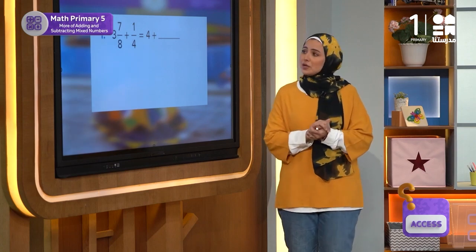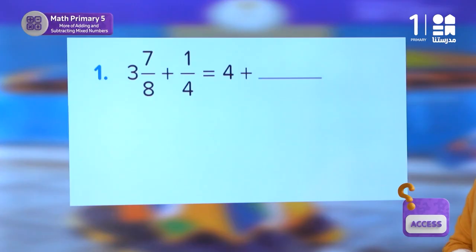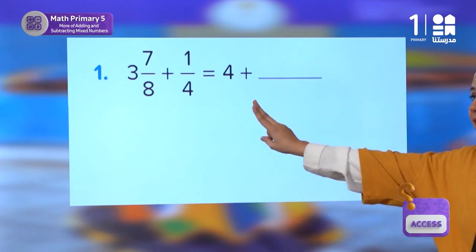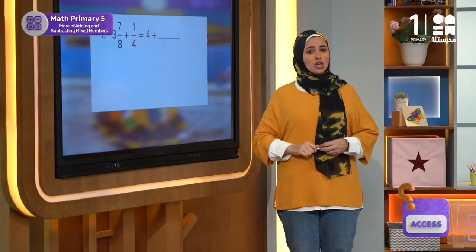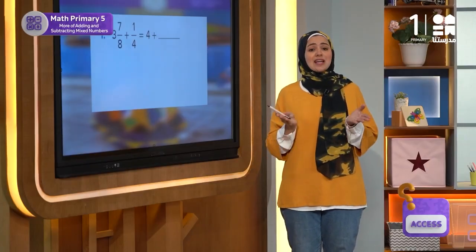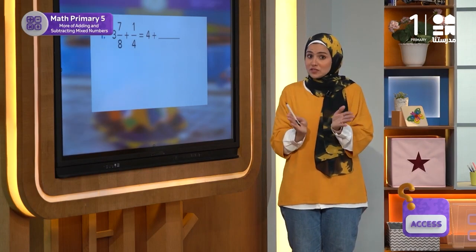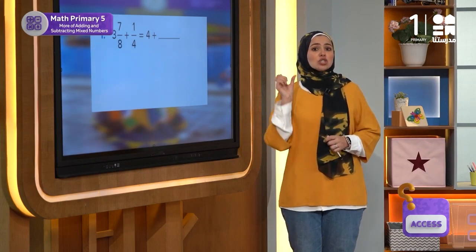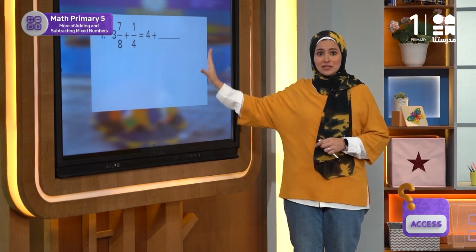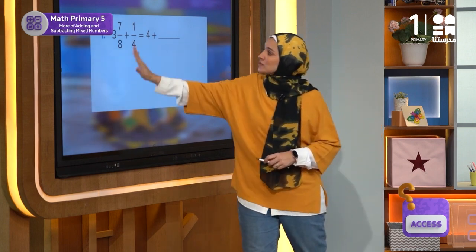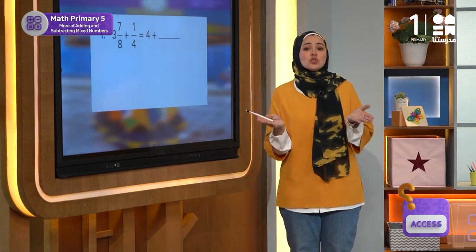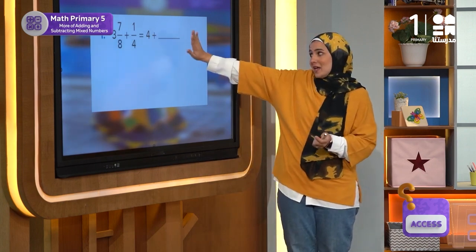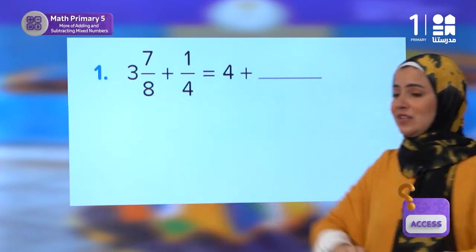We have the number 3 and 7 over 8 plus 1/4 equals 4 plus an unknown value. Now, from our previous knowledge of numerical expressions, we know that the numerical expression in front of us represents an equation. So the numbers on the right side and on the left side of the equal sign must be equal. And these are what we call the right-hand side, and these are what we call the left-hand side.